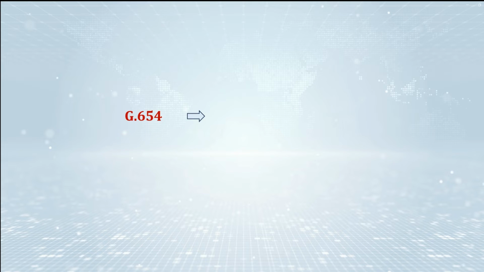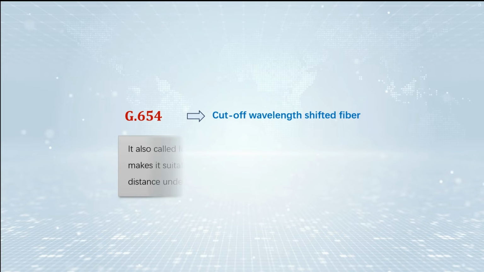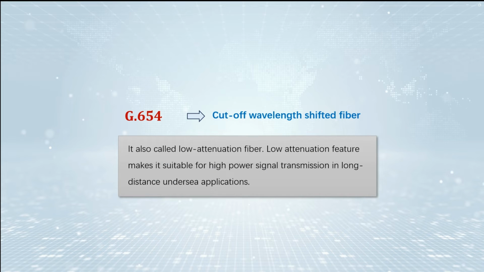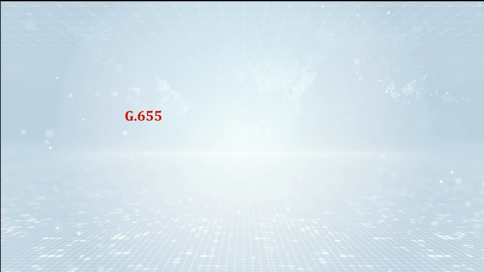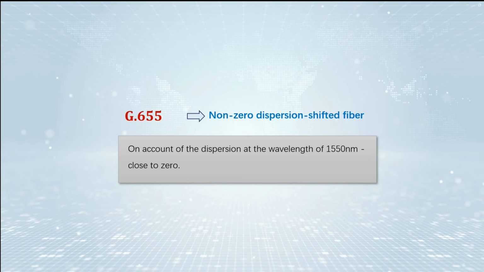G.654, cutoff wavelength shifted fiber, also called low attenuation fiber. The low attenuation feature makes it suitable for high power signal transmission in long distance undersea applications. G.655, non-zero dispersion shifted fiber, on account of the dispersion at the wavelength of 1550 nanometers being close to zero.